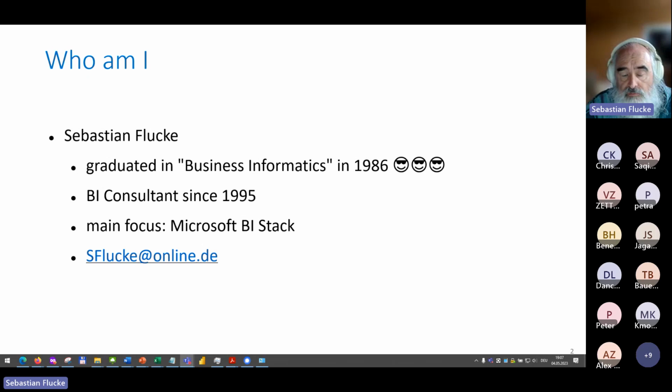My main focus is, and was, and will be the Microsoft BI stack. It started for me with SQL Server 6.5, then SQL Server 2000 with OLAP services, analysis services, integration services, reporting services, all that stuff, which may be more or less familiar to you.